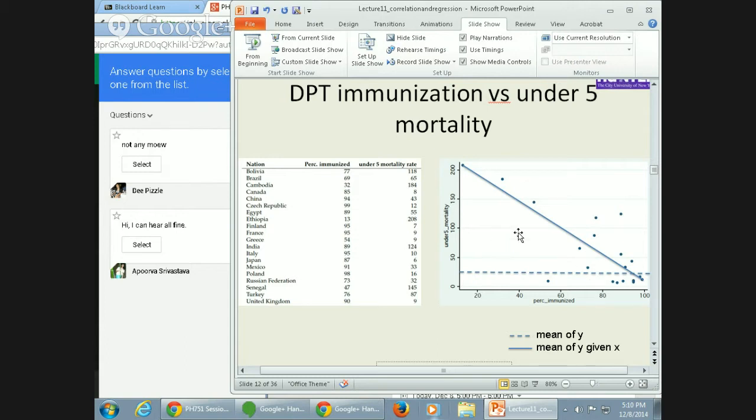Some of these under 5 mortalities might be being saved by the immunization, and others of it might not be causal. So some of the variability from this line might be caused by other sources of variability, and also some of the relationship might just be non-causal as well, in that other aspects of public health might be related to the immunization rate, and that also affect under 5 mortality.